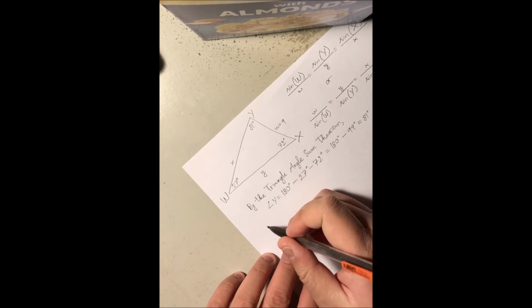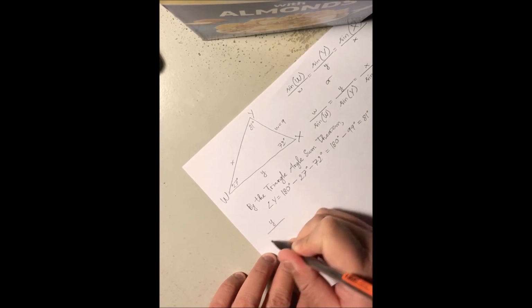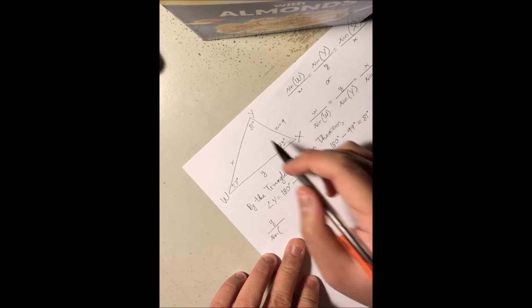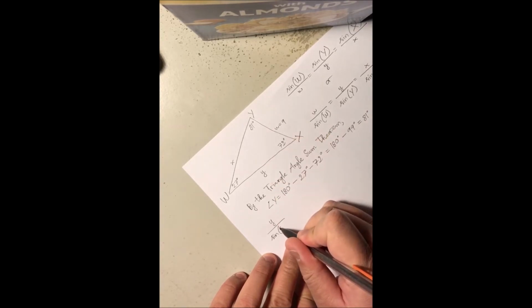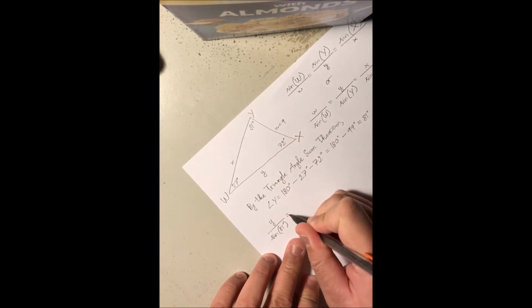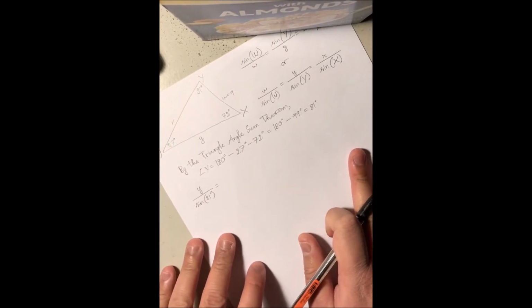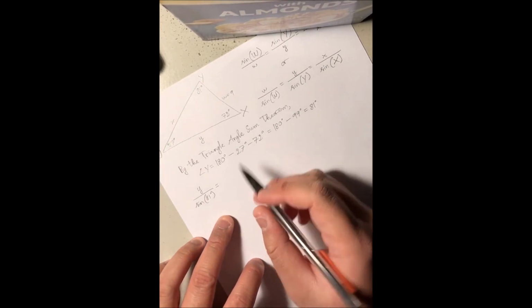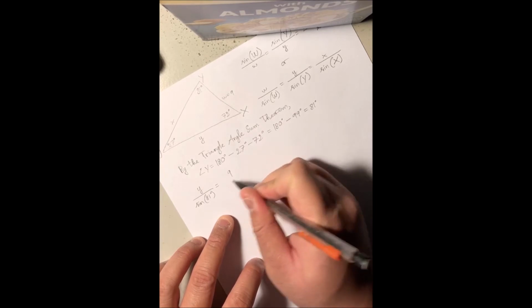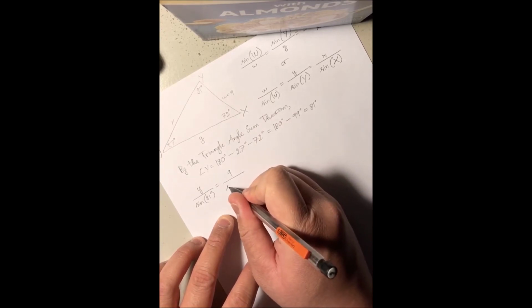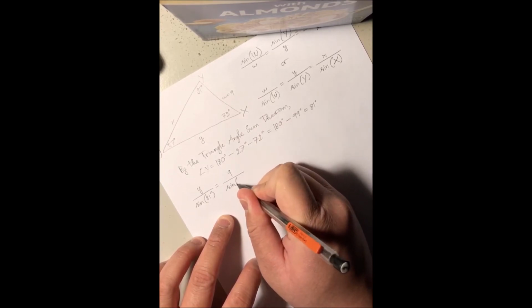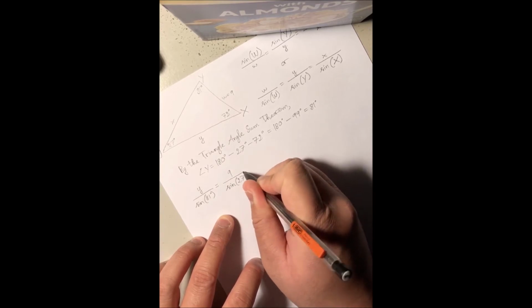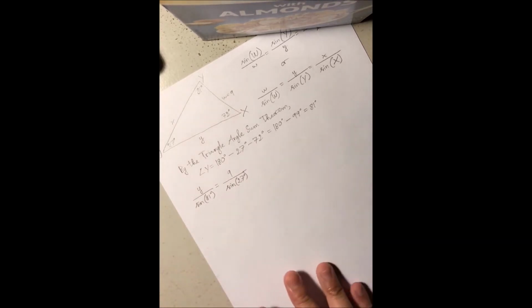So I'm going to have the y ratio, y over sine of capital Y, but capital Y is 81 degrees, so I'm going to have sine of 81, equals lowercase w, which is 9, divided by sine of uppercase W, 27. Now this is algebra manipulation.